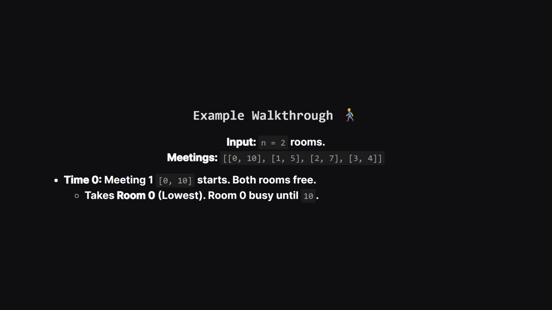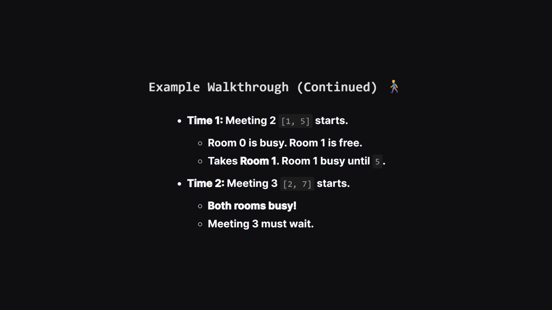Let's walk through an example to see how this plays out. We have two rooms, room 0 and room 1. We have 4 meetings. At time 0, the first meeting arrives. Since both rooms are empty, it takes room 0, because 0 is the lower number. Room 0 is now booked until time 10. Now at time 1, the second meeting starts. Room 0 is occupied but room 1 is free, so it takes room 1. Room 1 is now booked until time 5.